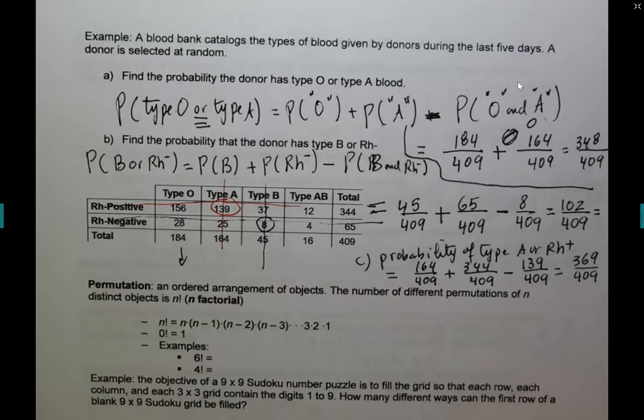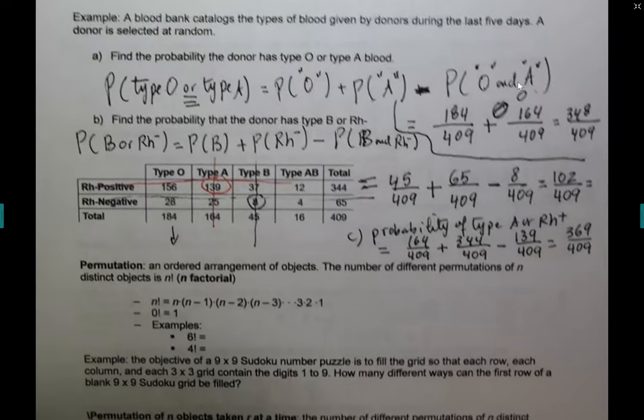What's the probability of selecting someone who is type B? I don't care whether it is a plus or minus. Either a plus or minus is good. Just type B. 45 over 409. Exactly. Okay. Very good, guys. And the last part.